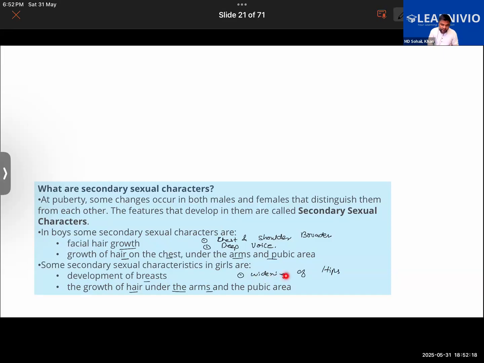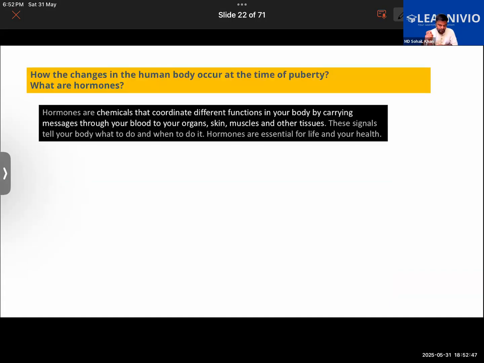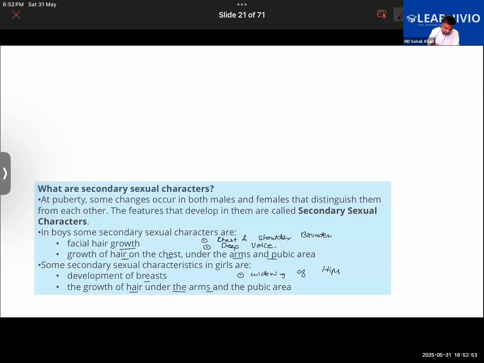So that's why widening of hip particularly is observed in the females. And the reasoning behind this is, in the chapter reproduction in animals, I will teach you all that in detail. In order to accommodate the growing baby in the uterus, a good amount of space is required for the growth of the baby. So the hip bones have to be wider. The pelvic area has to be wider in order to accommodate the growing baby. That's why the hips are wider in them. So that was about the primary and the secondary sexual characteristics. You should memorize all these secondary sexual characteristics that develop in the boys and the girls.